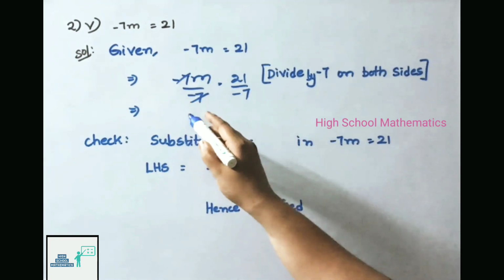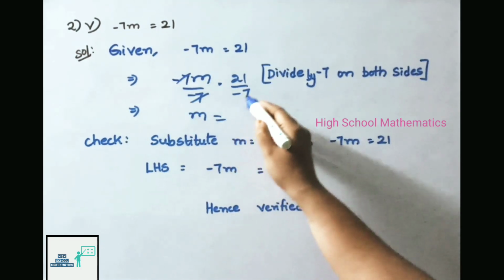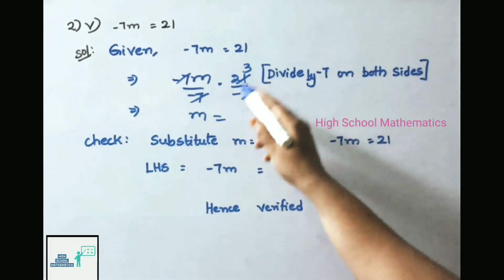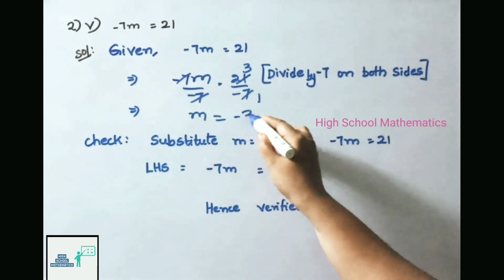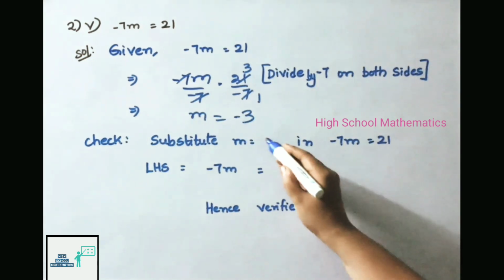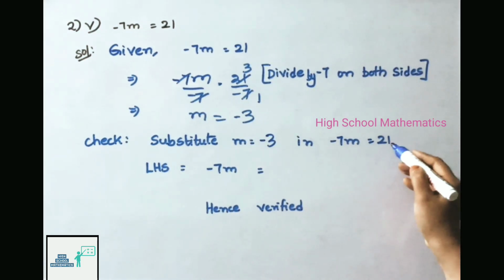Minus 7 cancels. Here m equals, 7 table, 7 ones are 7, 7 threes are 21. 3 by minus 1 means minus 3. So m value we got here is minus 3. Let us check our result. Substitute m equals minus 3 in the given equation.